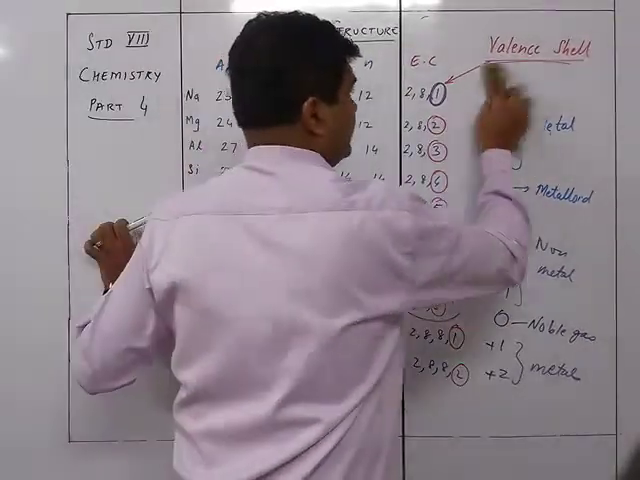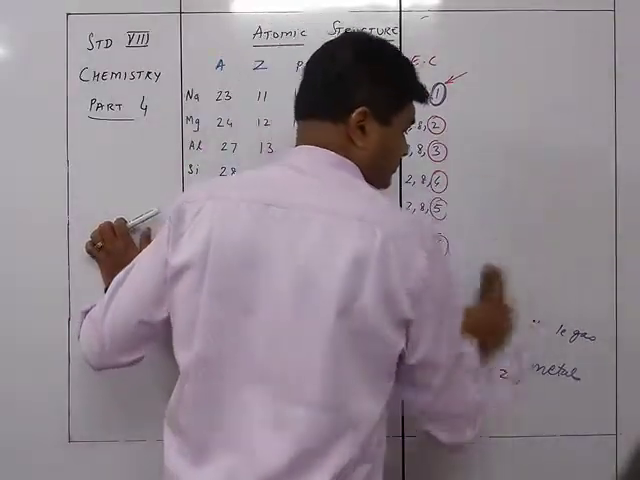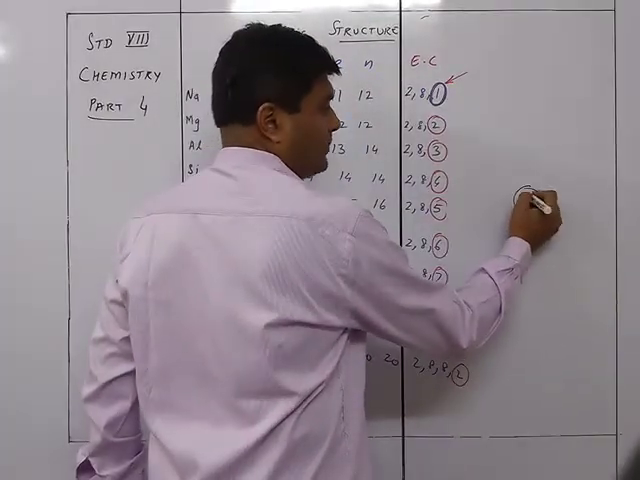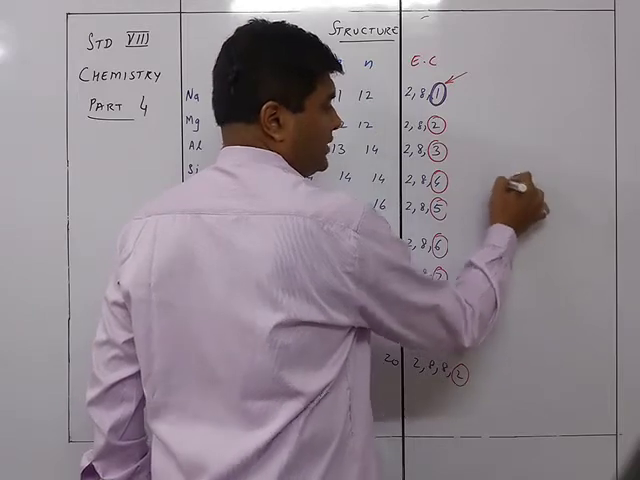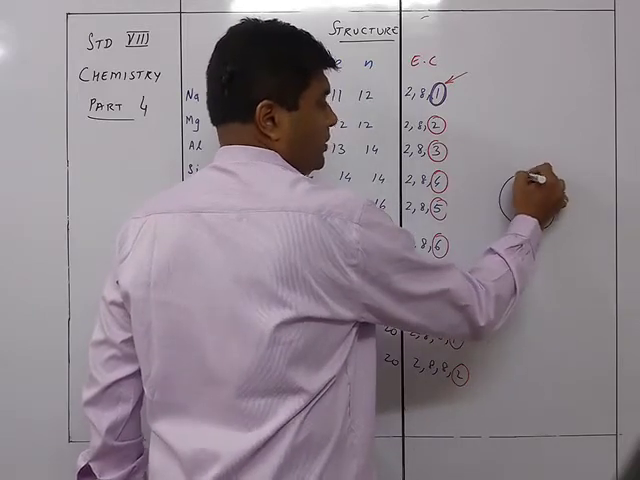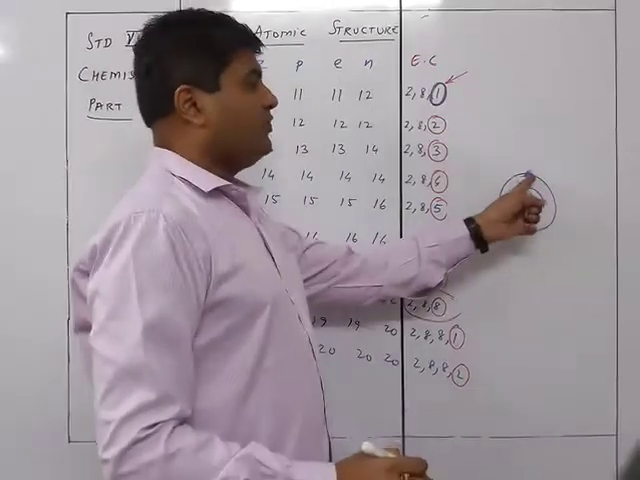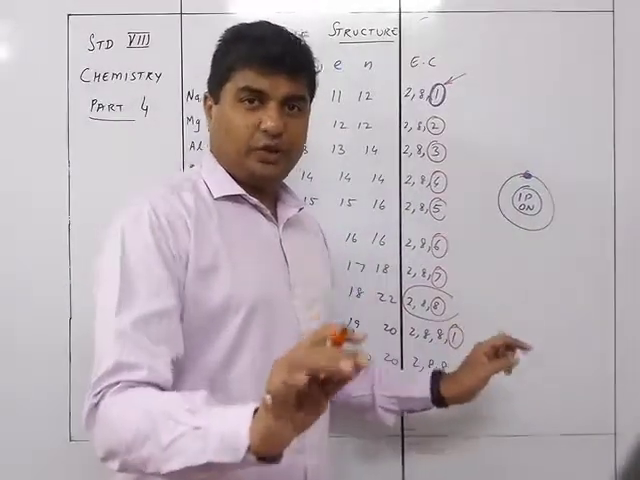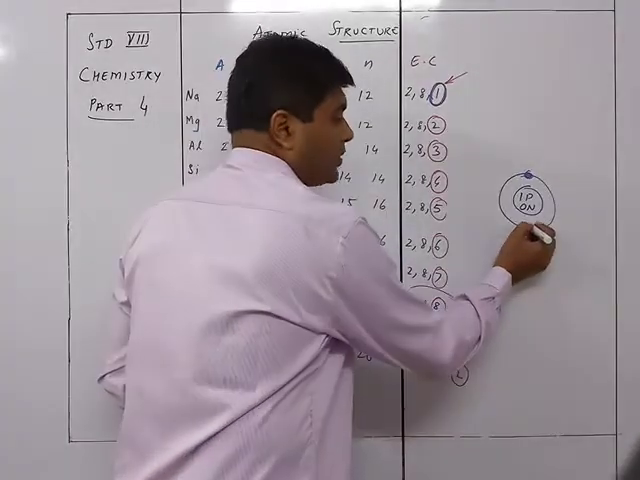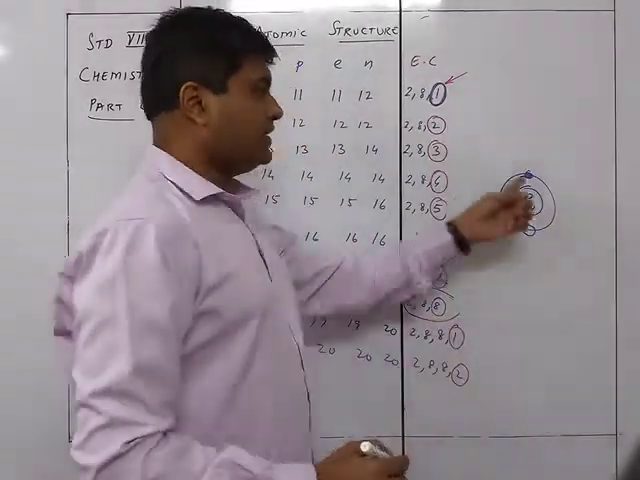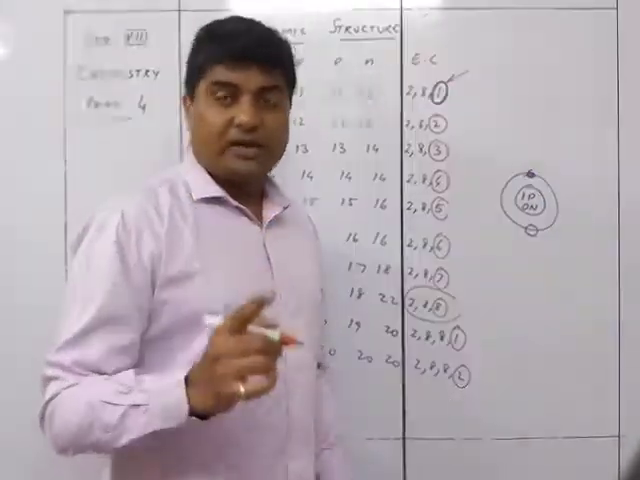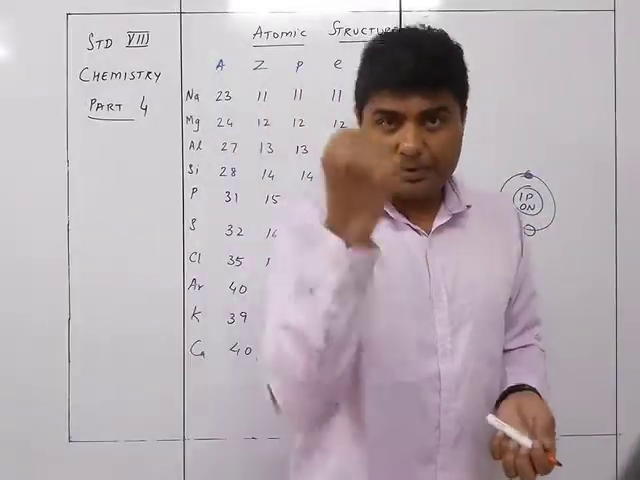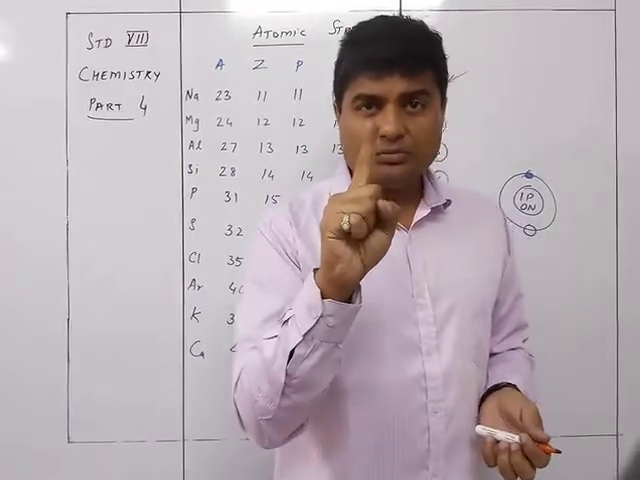We know that hydrogen is like this: one proton, no neutrons, and one electron over here. What it requires is either to give away this one electron and become zero, or to gain one electron. That means one hydrogen atom can accept only one electron.